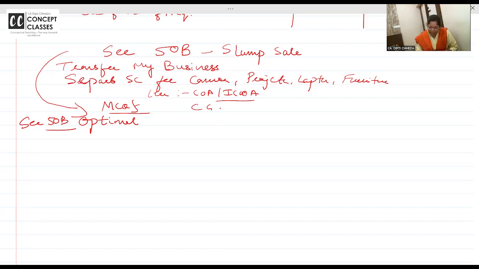It says what? I will sell the whole of my business to you. Instead of taking 10 lakhs for the camera, 5 lakhs for the projector, 6 lakhs for the laptop, 2 lakhs, can I take a lump sum of 50 lakhs? Just a random figure. Yes. In simple terms, you take all my assets, my debts, my creditors, my whole business, for a lump sum sale consideration of 50 lakhs.